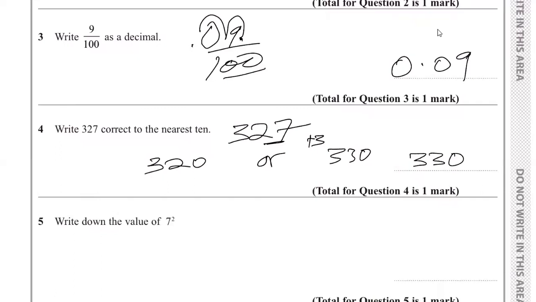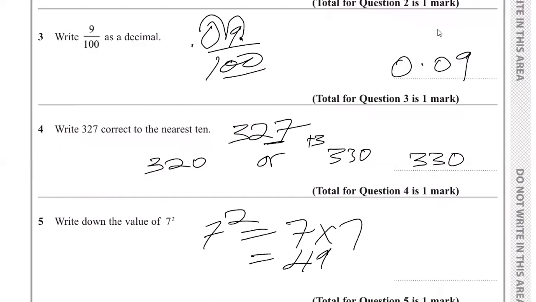Alright, let's look at 5. It says write down the value of 7 squared. Now 7 squared means 7 multiplied by 7. Alright, and that would give us 49. So our answer for that one would be 49. Very nice question.